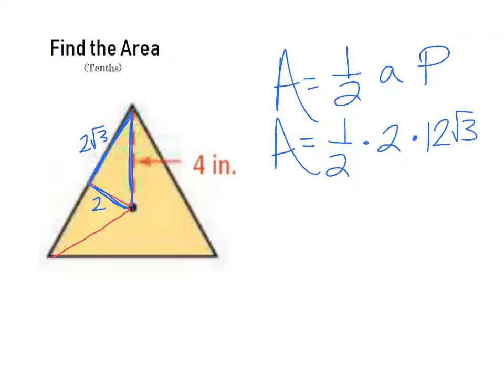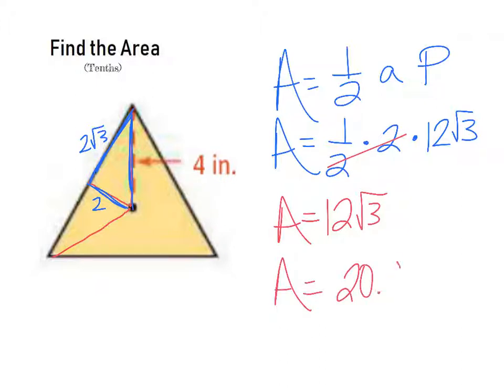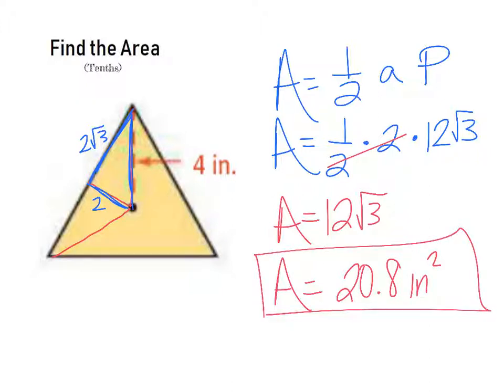Like I told you last time, it's nice to be doing some mental math. This 1/2 times 2, that's just going to go away. So I'm left with the answer, 12 root 3. However, they want that as a decimal, so then I would go ahead and type that in the calculator, 12 times the square root of 3. And I get 20.78, and if I'm going to the tenths, that's going to be 20.8 square inches. All right, I hope you're getting the hang of it. We got a few more.